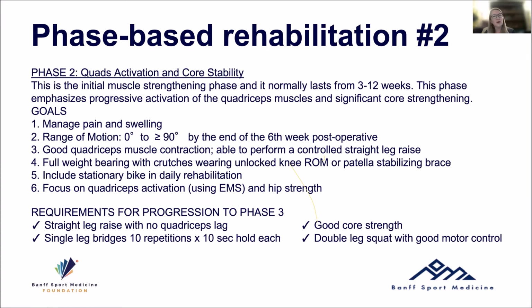So this is really where we're wanting to see that quads activation and really starting to emphasize that core stability. Obviously we're going to still manage pain and swelling, progress that range, and we're wanting to see it to 90 degrees or greater by the end of that sixth postoperative week, and really wanting to see good quadriceps muscle contraction. So obviously this is vital to the patient's outcome.